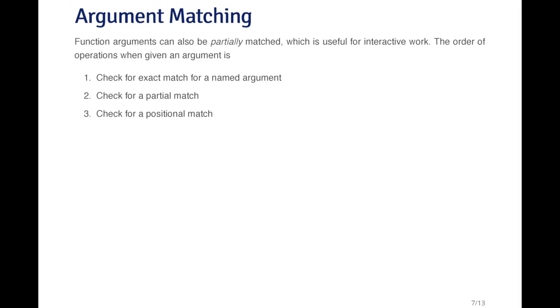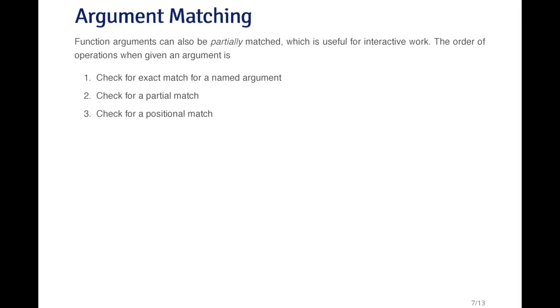Function arguments can also be partially matched, which is useful primarily for interactive work, not so much for programming. When you call a function, if the argument has a very long name, you can match it partially. You can type part of that argument name, and as long as there's a unique match, then the R system will match the argument and assign the value to the correct one.